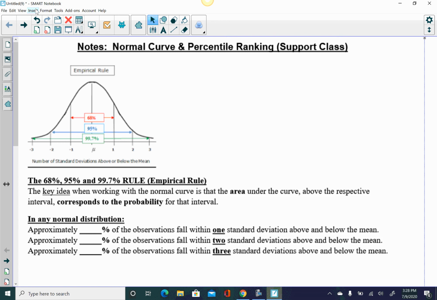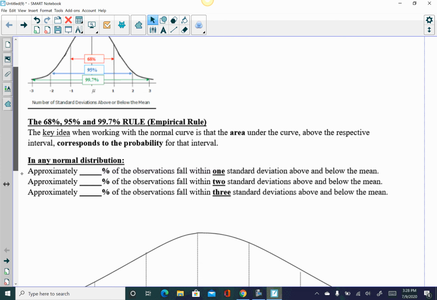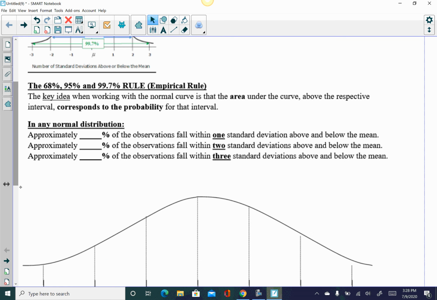Okay, in this video we'll be looking at the normal curve and percentile ranking. On the front page I'm going to go through the derivation of the normal curve percentages, but once we do these percentages, they are the same for every single problem.